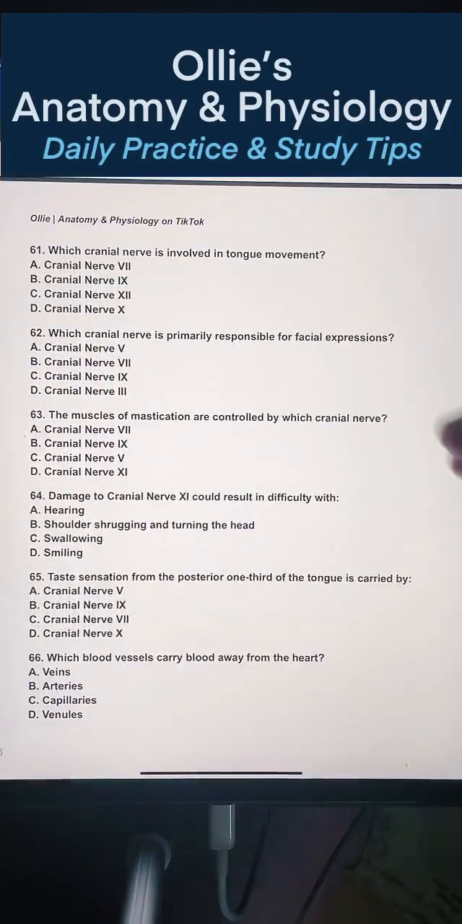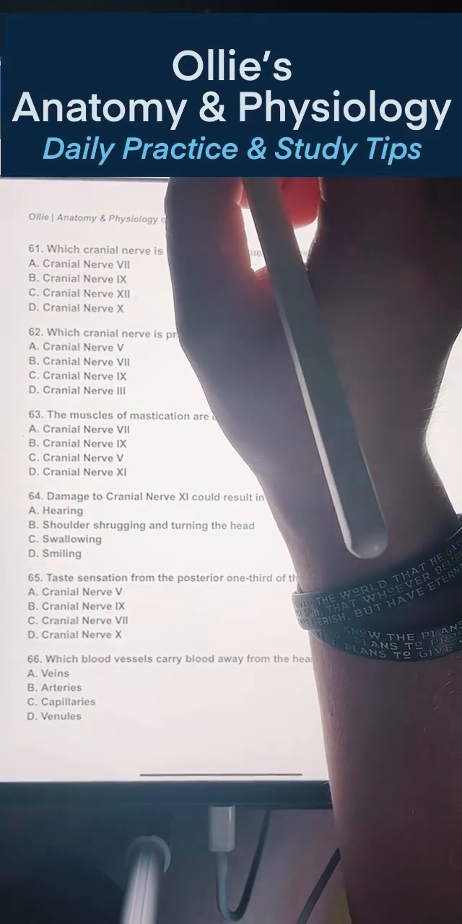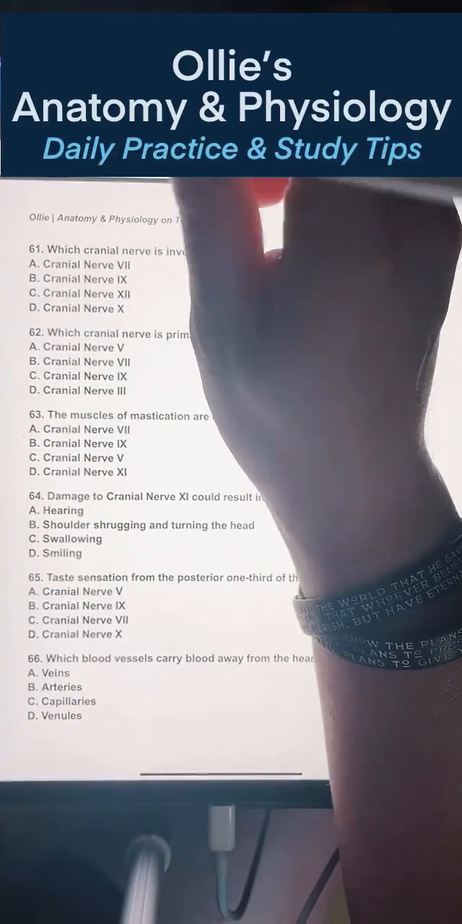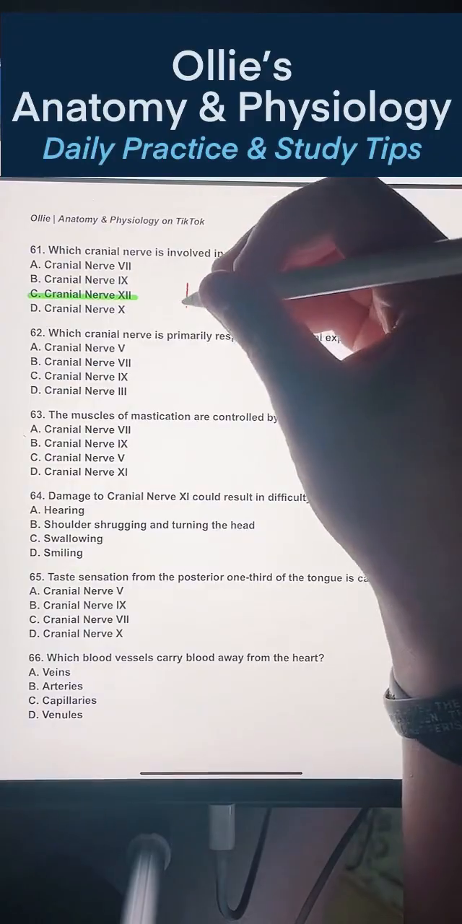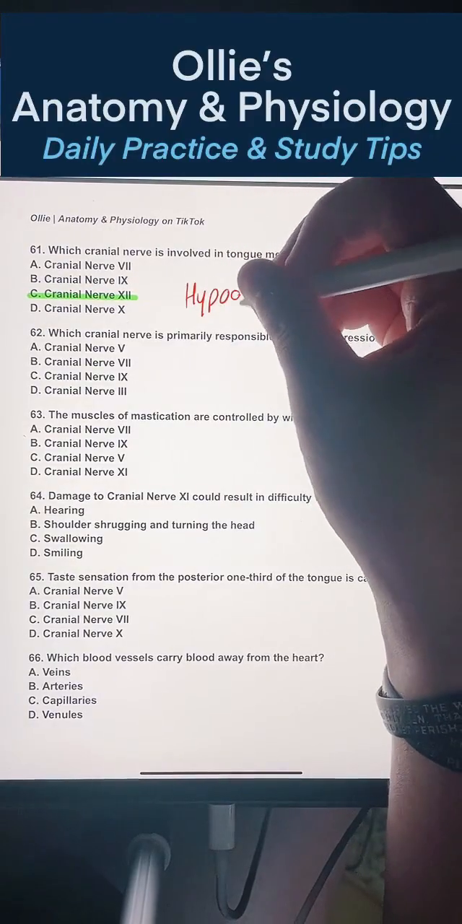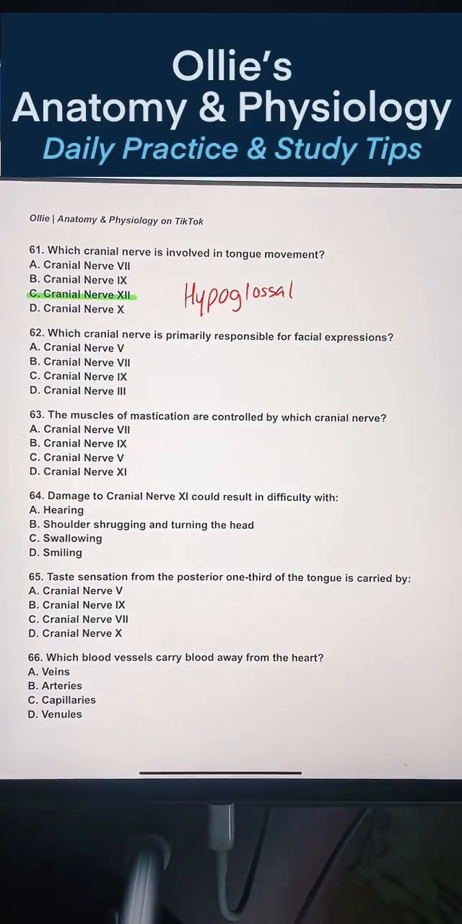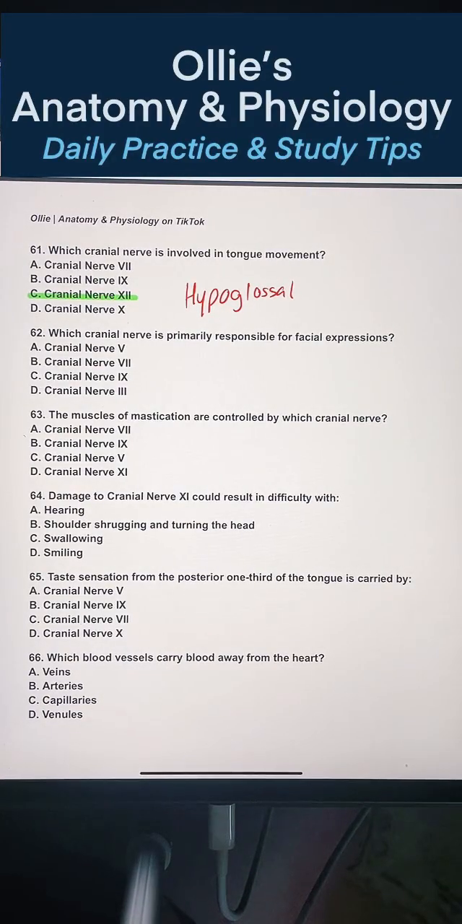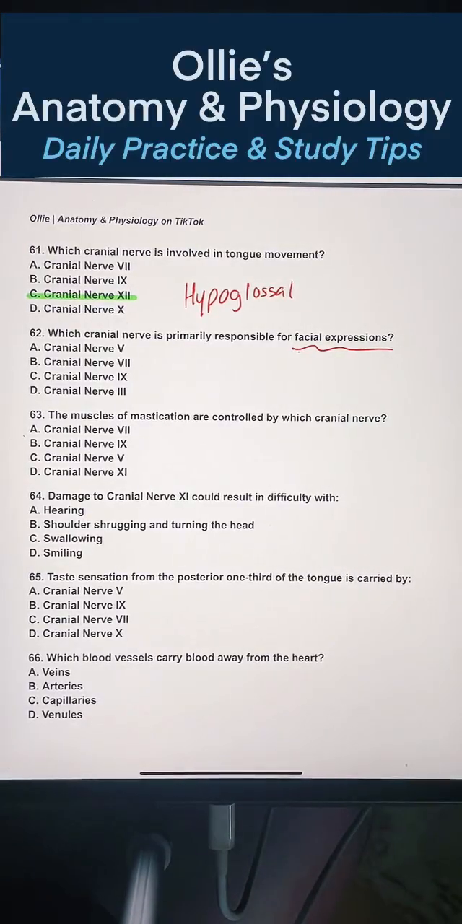We're going to move on now to 61. Which cranial nerve is involved in tongue movement? The answer is C. It is cranial nerve 12. And cranial nerve 12 is the hypoglossal. Number 62, which cranial nerve is primarily responsible for our facial expressions?